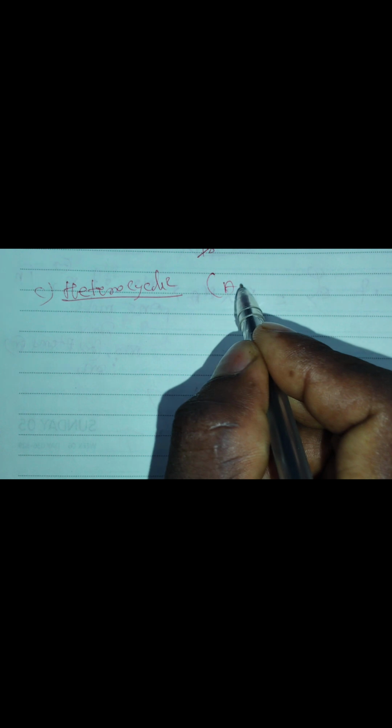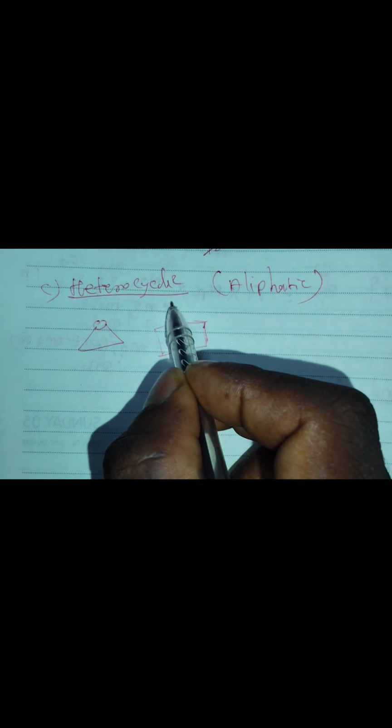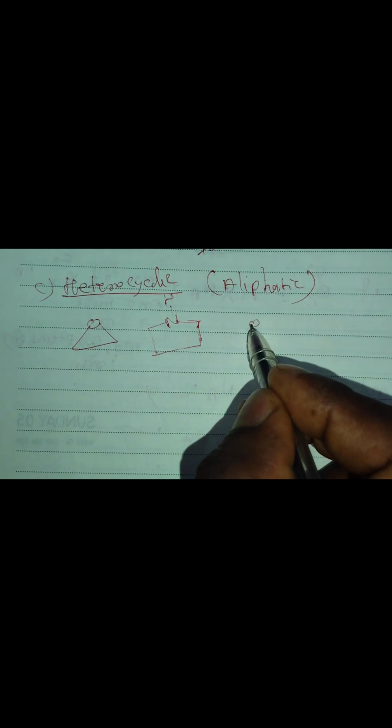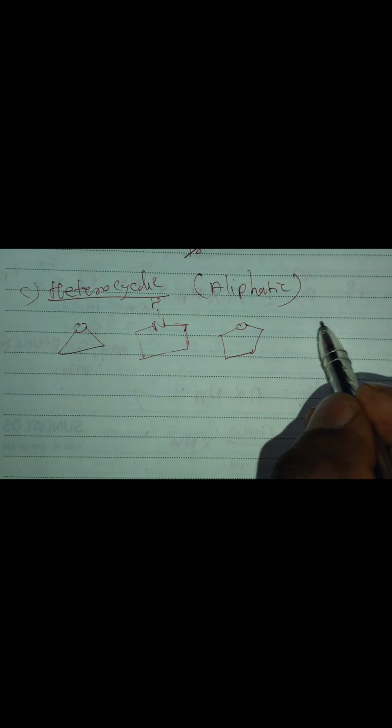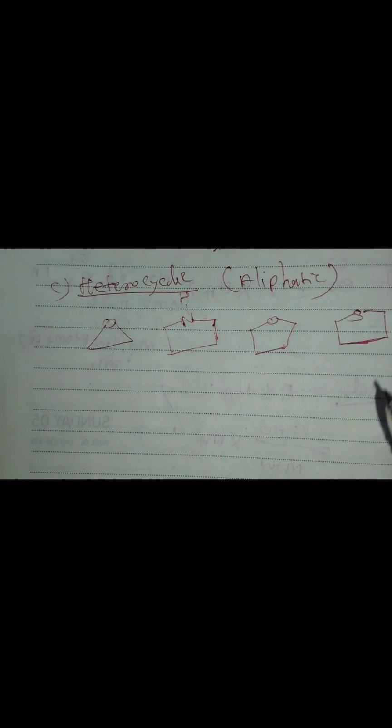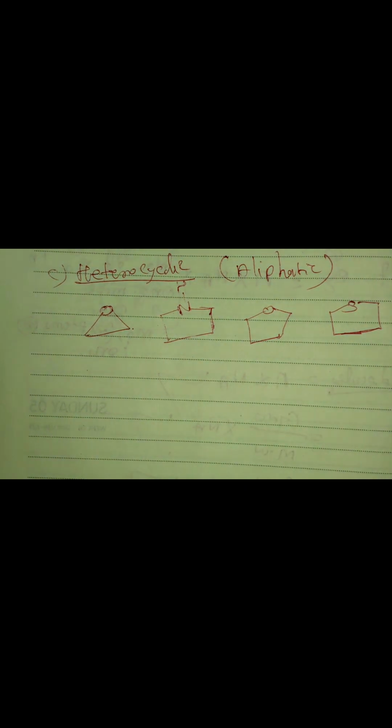Heterocyclic aliphatic compounds are a very rare topic. For example, oxirane or epoxide, tetrahydropyrrole, tetrahydrofuran, tetrahydrothiophene, tetrahydropyridine, etc. Those are the heterocyclic aliphatic compounds. Hetero means the cyclic ring contains one heteroatom, and homocyclic means all the ring atoms are only carbon atoms.